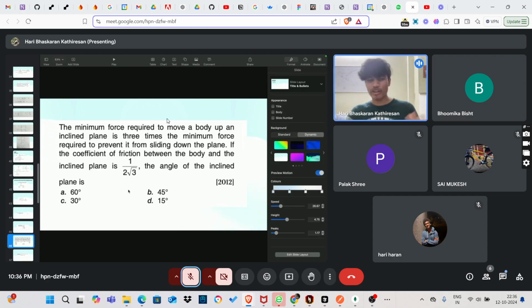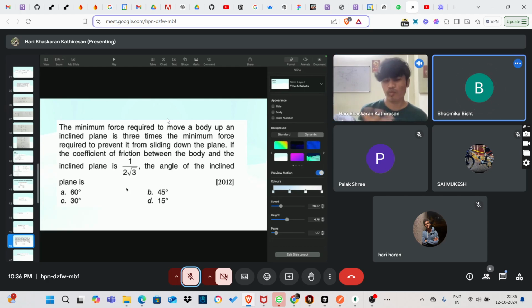So now let's try to write the equation for both the cases. In the first case, the body is moving, they're pushing it, so the body is moving upwards. How do you write the equation? The direction of acceleration is upwards. The direction of friction is downwards. And what else? mg sin theta. Which direction? Downwards. So now tell me the equation.